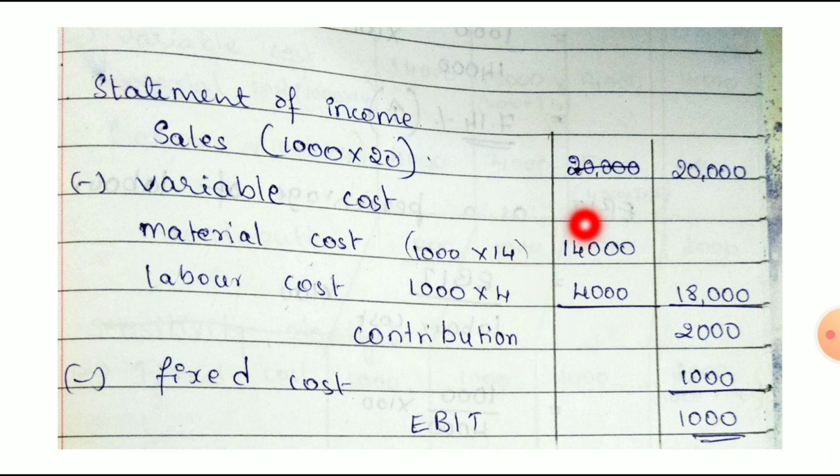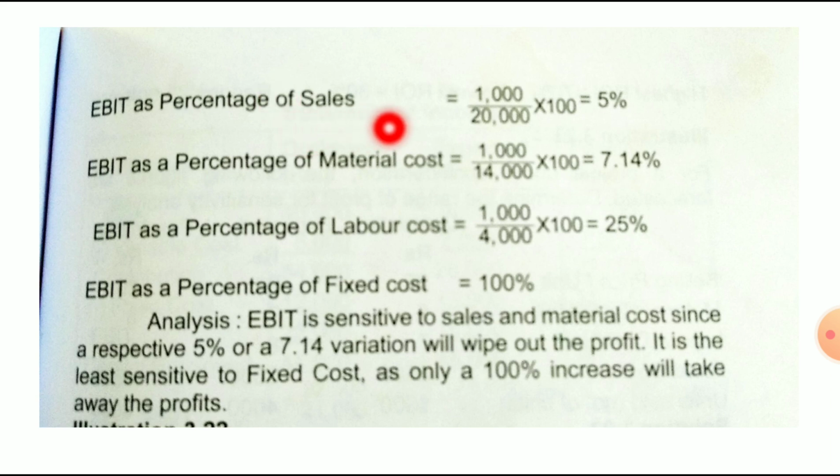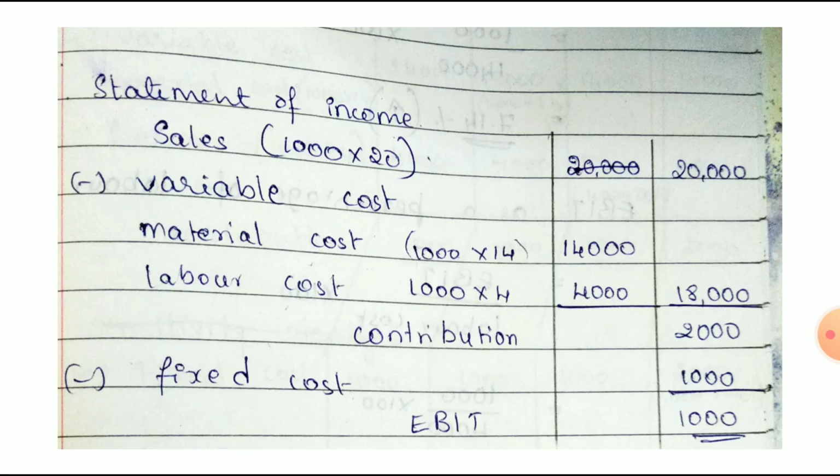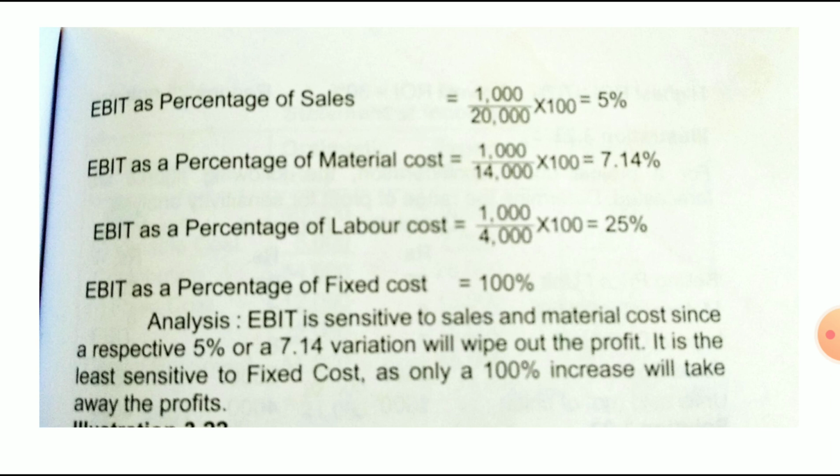Now we have to make a sensitivity analysis by calculating the percentage of EBIT to sales, EBIT to material cost, EBIT to labor cost. So EBIT as a percentage of sales first we are calculating. We take the EBIT amount and the sales amount, and we are comparing them to calculate what percentage EBIT is of the sales. So here EBIT is 1000 and sales is 20,000. So 1000 divided by 20,000 into 100, it's 5%. So EBIT as a percentage of sales is 5%.